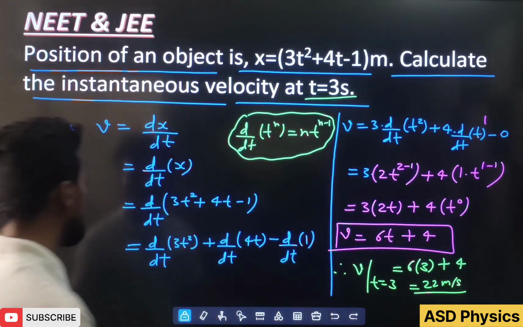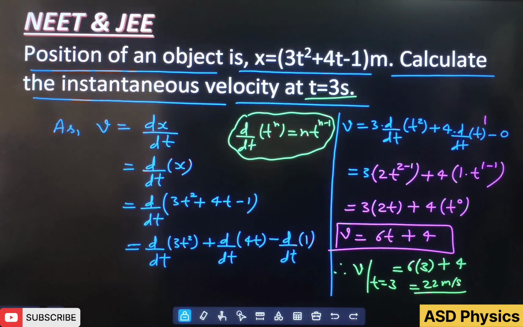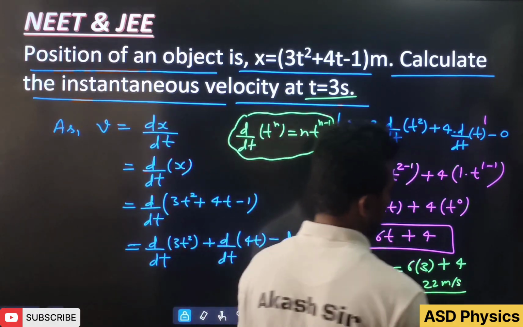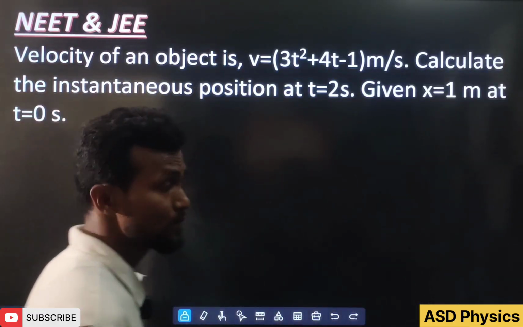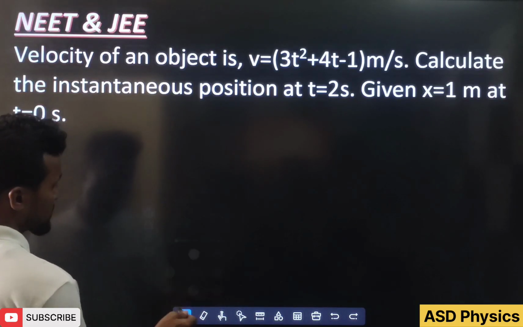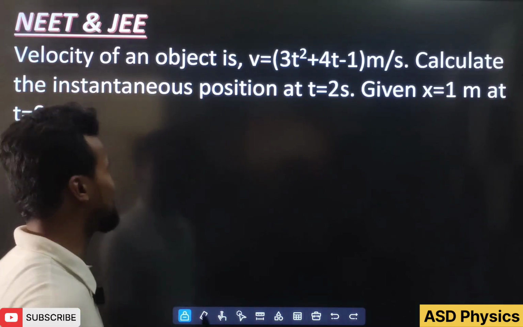Now, in a very basic way, we have done this question, and the final answer is 22 meter per second at t equal to 3 seconds. Okay, now the next one is, students, reverse. Reverse we are going to do. Okay, see here.